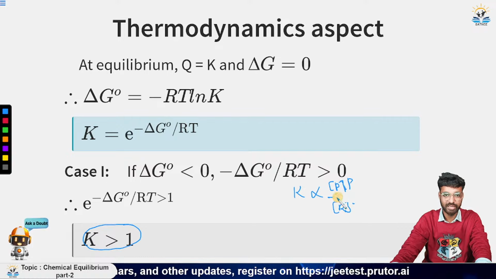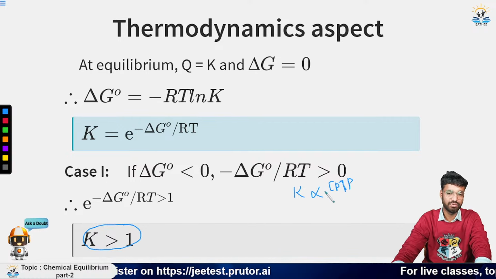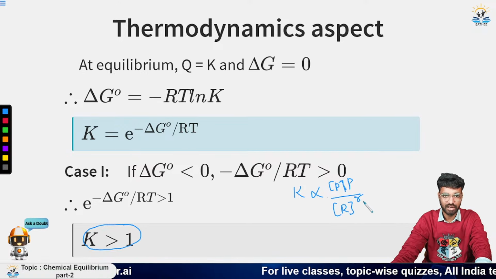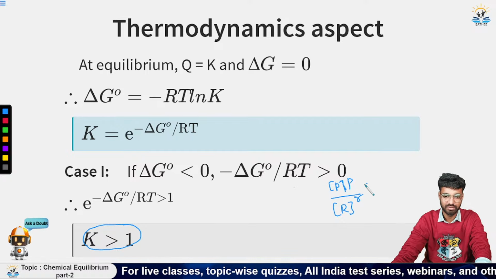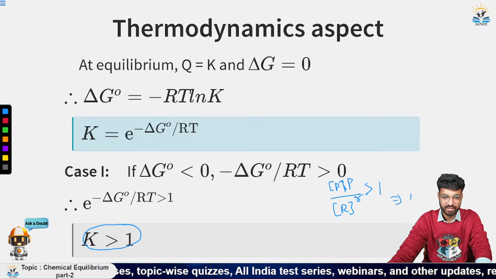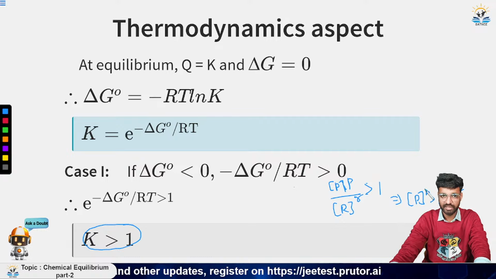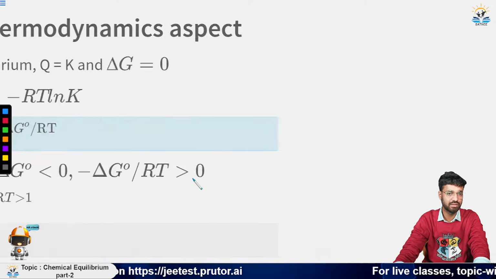Okay, so it is directly proportional to the product concentration. So if K is greater than 1, this whole value should be greater than 1. That implies that the concentration of P is greater than the concentration of R. Okay, so we will get a greater amount of product. So this is clear for this case.